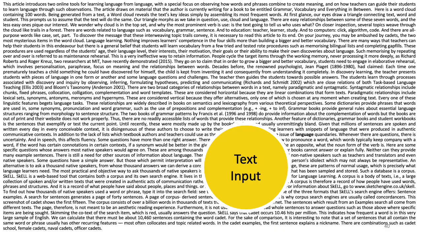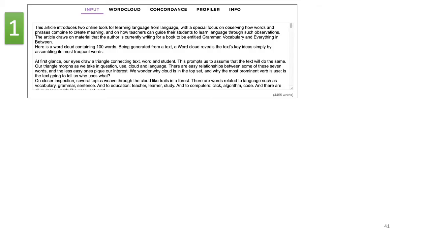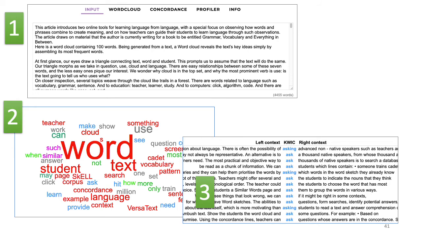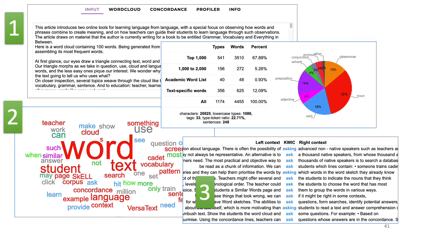So this is a text. So we have our text. We put the text into this input field, and then we make a word cloud of it, and the word cloud can be customized, as we'll see. And the third stage is you click on a word and you see that word in the concordance, and then the word profiler shows us various lexical statistics, which many teachers find useful when they're making decisions about texts.